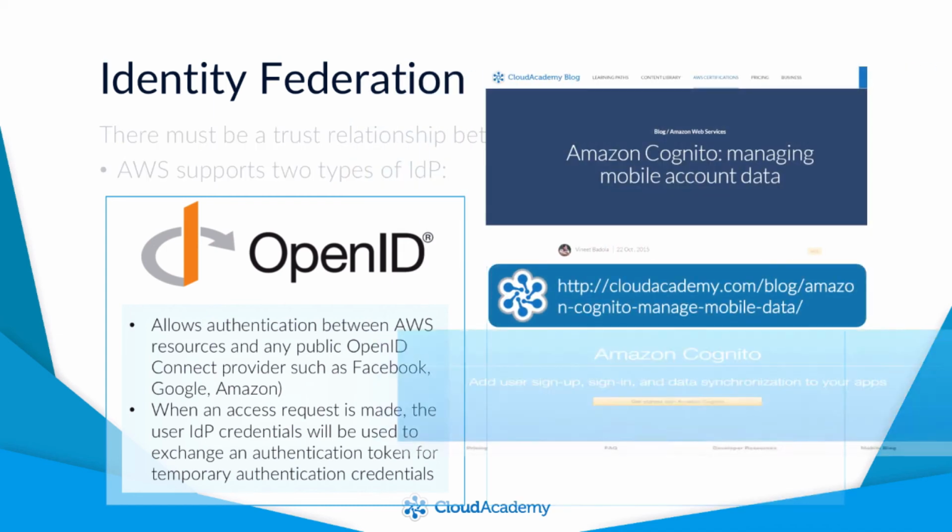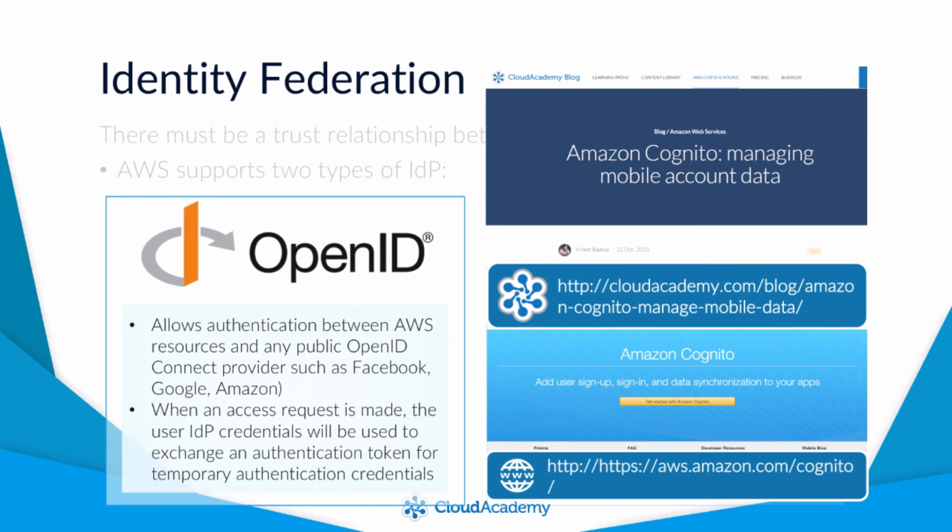For this example, the process could be managed more effectively with the use of Amazon Cognito, which helps manage user sign-in to mobile and web apps through federated access. For more information on Amazon Cognito, please see the links on the screen.